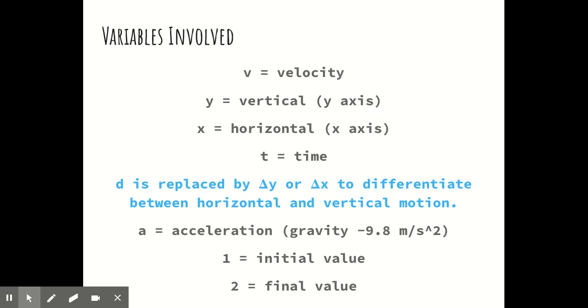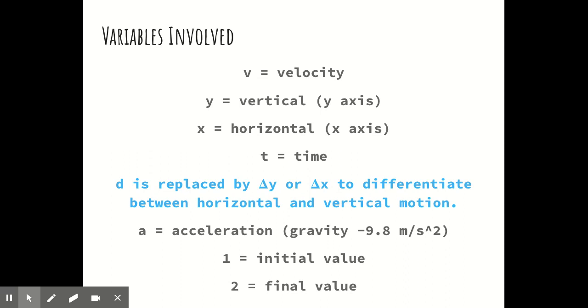Some things we haven't really used a lot yet are y and x. If something has a subscript of x or y, that is just indicating that you're talking about your vertical versus horizontal motion. And then here in blue in the center, D, we've been using D for displacement or distance. In these problems, it's going to be replaced by a delta y or a delta x. So that's going to differentiate between your horizontal and vertical motion.